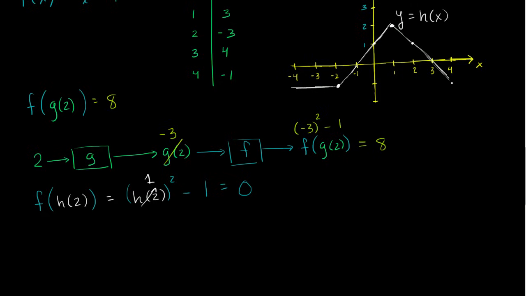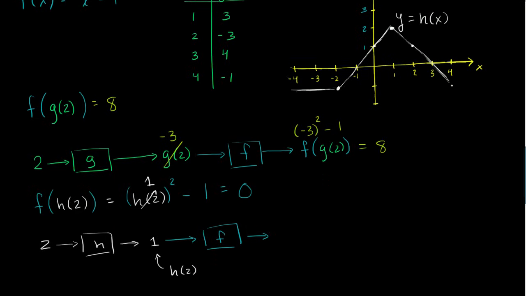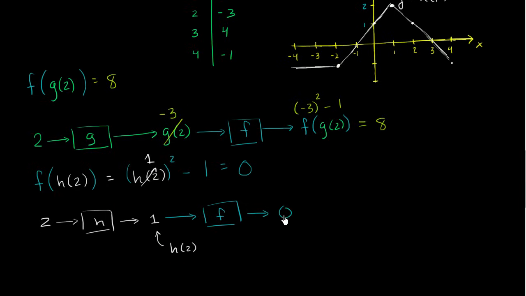And we could have done it with the diagram way. We could have said, hey, we're going to input 2 into h. If you input 2 into h, you get 1. So that is h of 2 right over here. And then we're going to input that into f, which is going to give us f of 1. f of 1 is 1 squared minus 1, which is 0. So this right over here is f of h of 2. h of 2 is the input into f, so the output is going to be f of our input, f of h of 2.